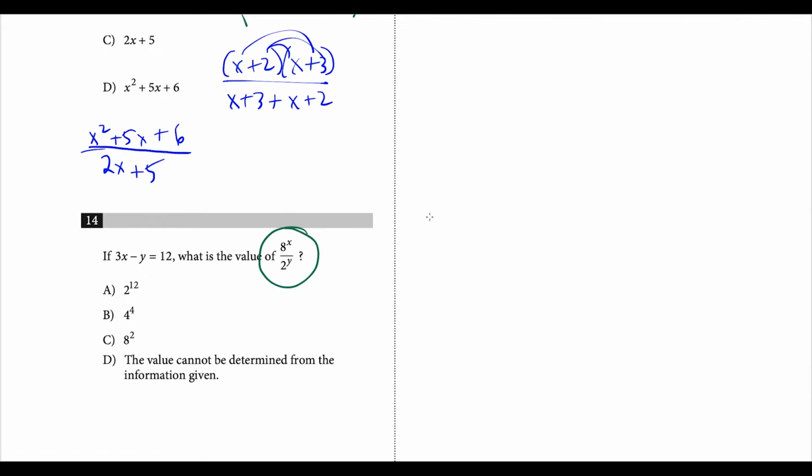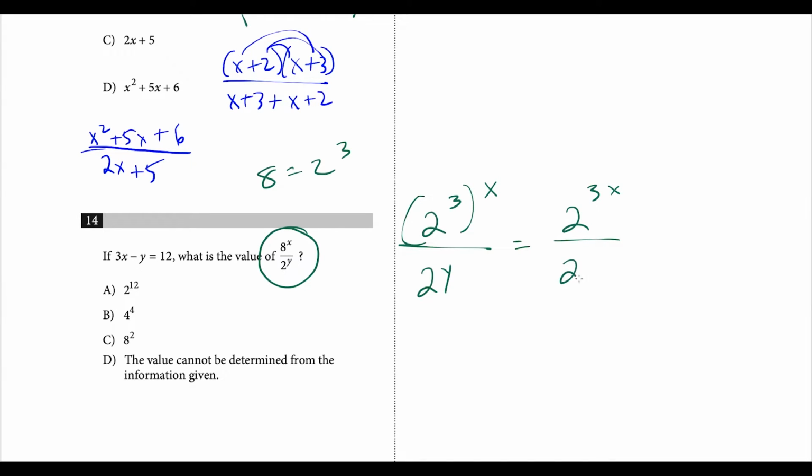So what I would do with this is I'm going to rewrite 8 as 2 to the third power. And now this is all to the x power over 2 to the y power like this. Once again, 8 could be rewritten as 2 to the third power. So I'm going to rewrite that. And now this is going to turn into 2. When I have a power to a power, I multiply. So I have 2 to the 3x over 2 to the y.